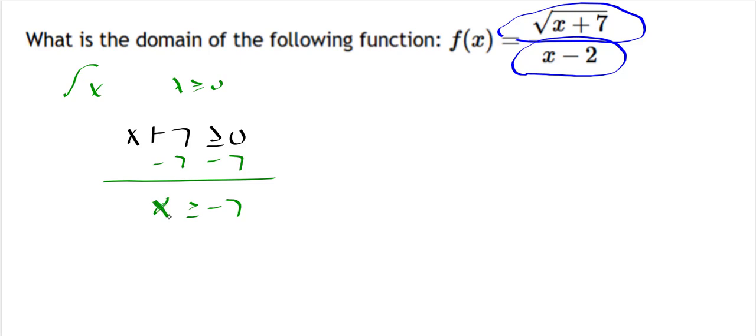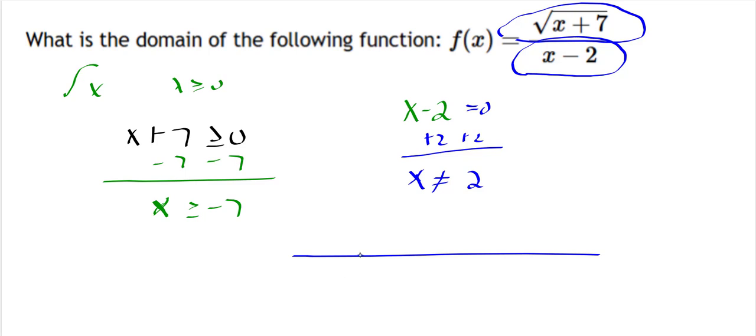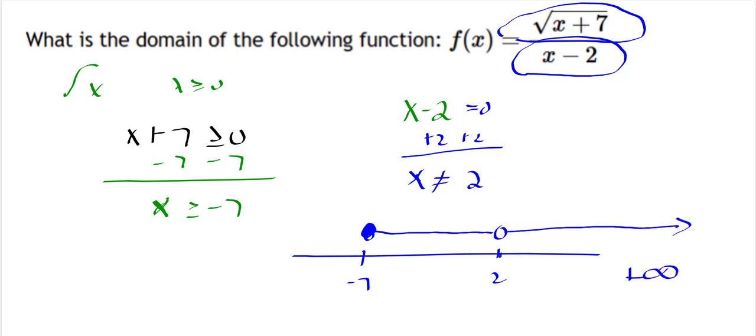Now, let's look at x minus 2. We'll set it equal to 0. We'll add 2. x can't be equal to 2. So if we look at this, we've got negative 7. That's solid. And we've got 2. That's an open dot. So it's good up to there and then past it. So it's negative 7 and above, but does not include 2 because that would make the denominator 0.